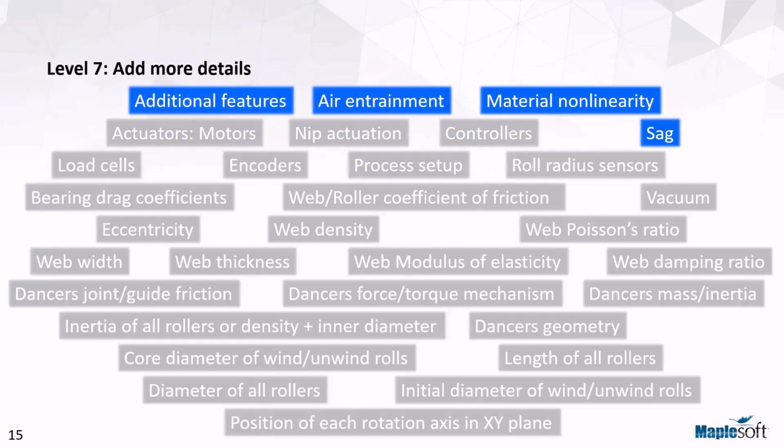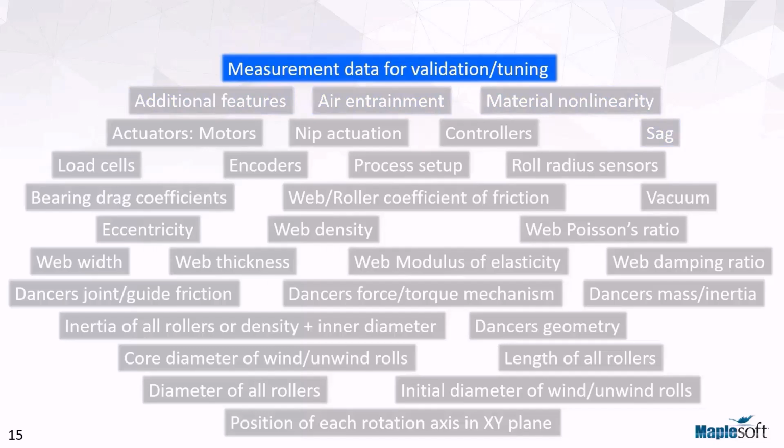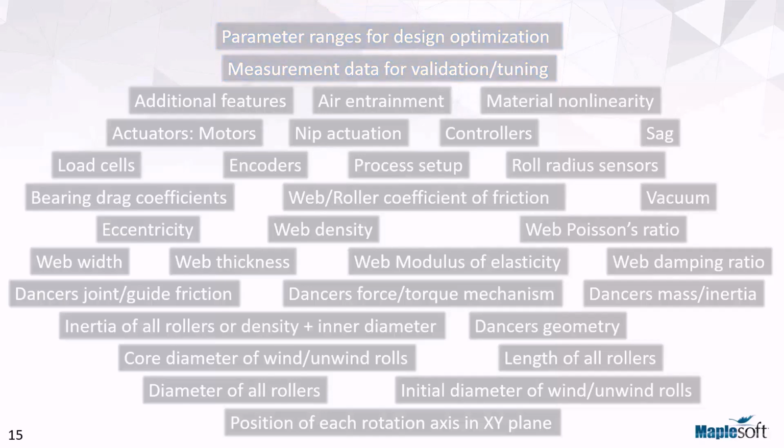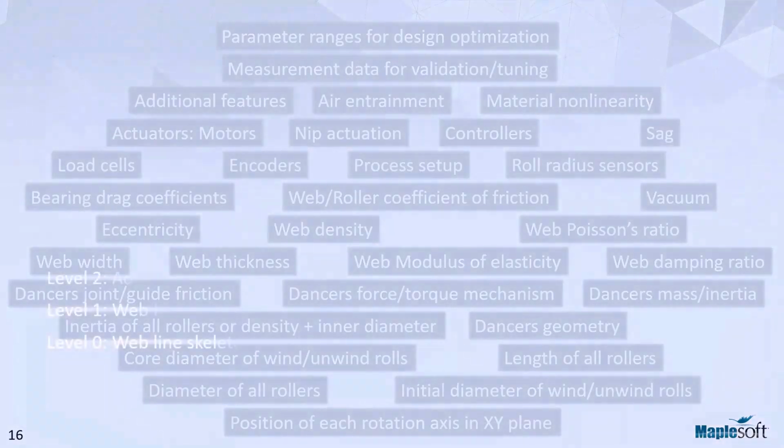We can increase the fidelity of the model if need be by including nonlinearity, web sag, or even air entrainment. Then once we have this type of model, we can benefit from any available measurement data to try and tune the parameters to get a validated model. Once we have gone through this step, we are at the point that we can use the model at hand for simulation-based engineering.